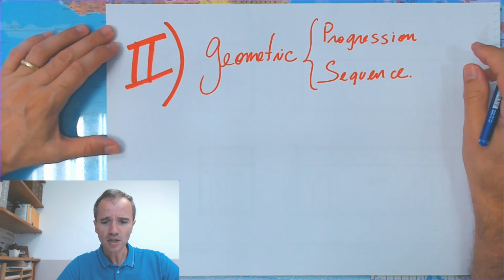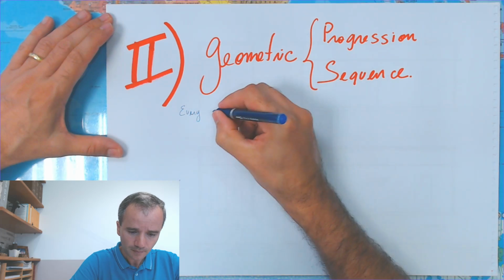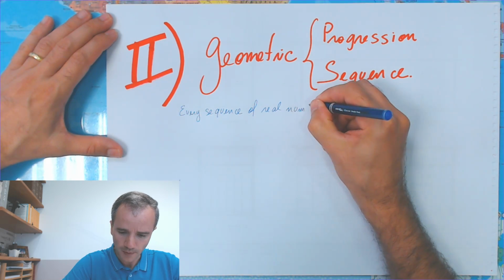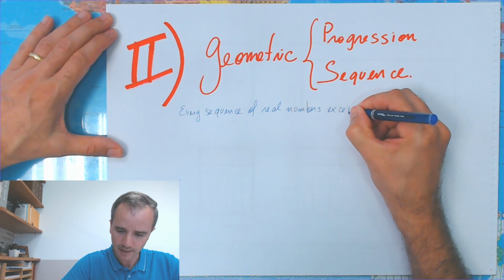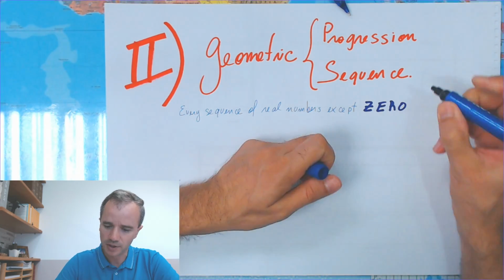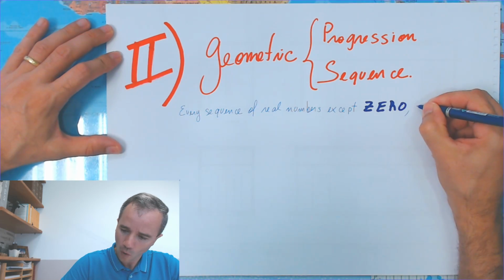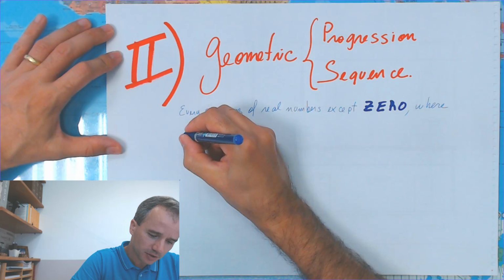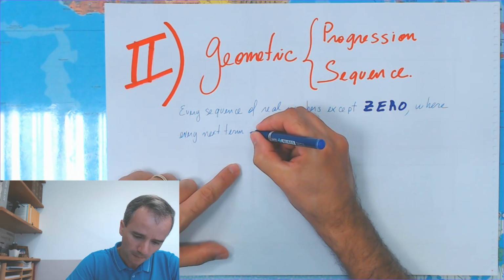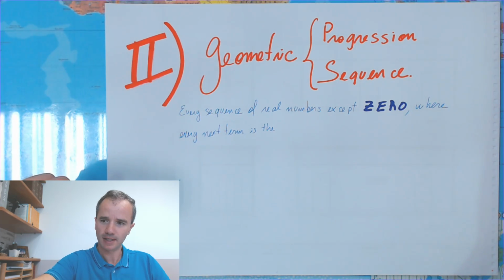And for that, I'm going to use this pen. So let's define what a geometric progression is. It's going to be every sequence of real numbers except, and this is very important, except the zero. The zero cannot be in here, it is not welcome. Except 0, where every next term is the, now another interesting word in here, let's put it in blue, the product.